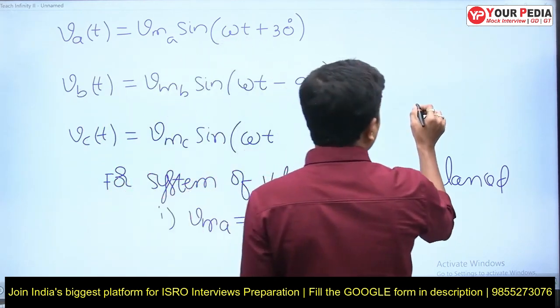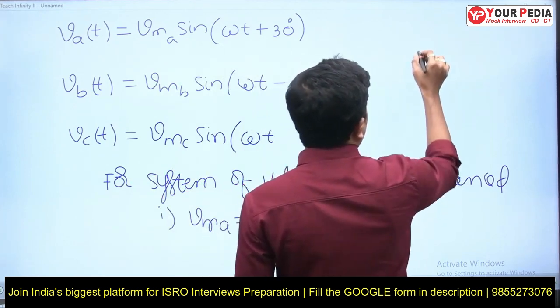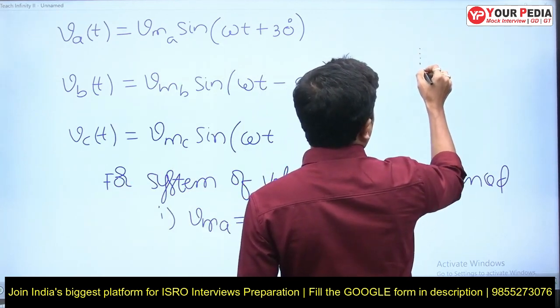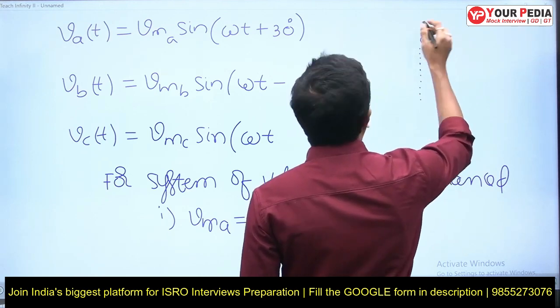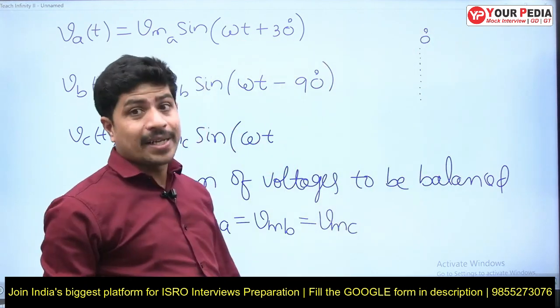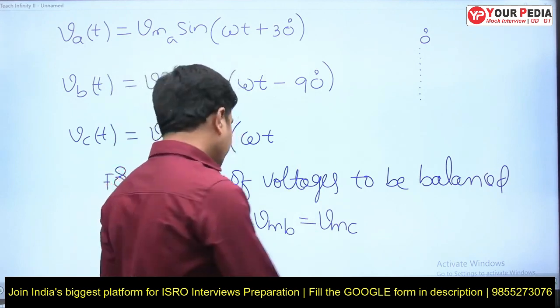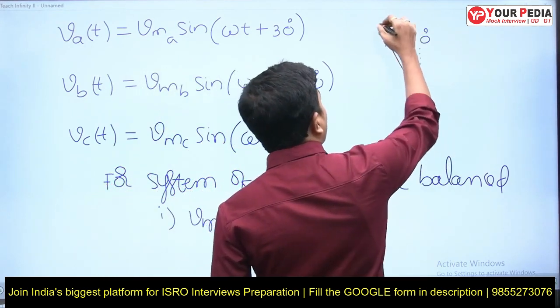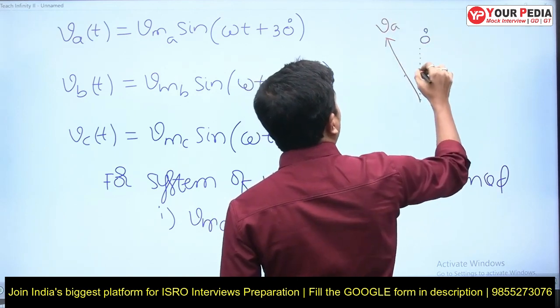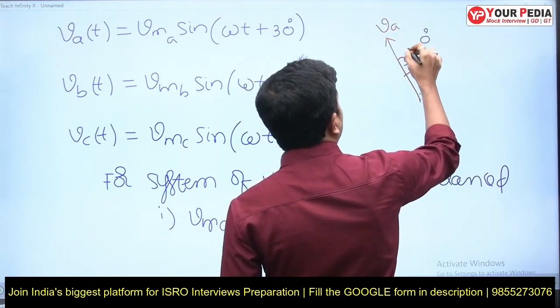So take 0 degrees as a reference. I am taking this one as 0 degrees with a dotted line. Now this is omega t plus 30, which means it is starting at omega t equal to minus 30. So here it is Va, and this particular angle is 30 degrees.